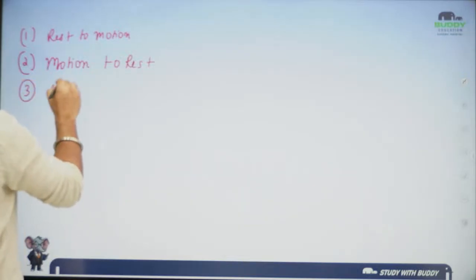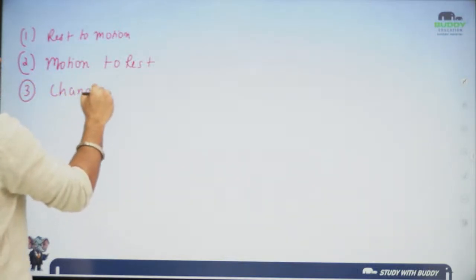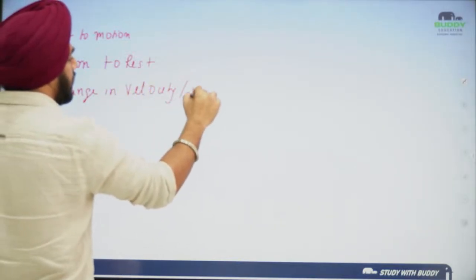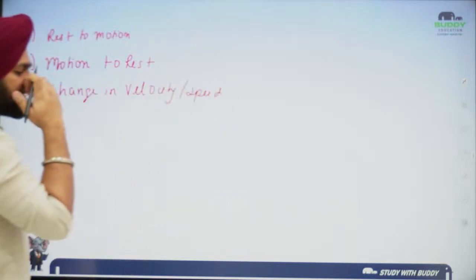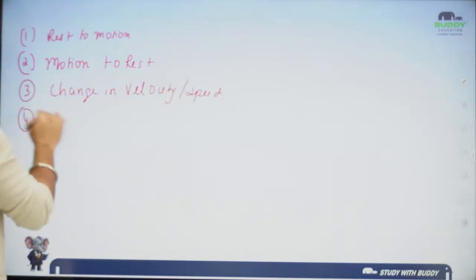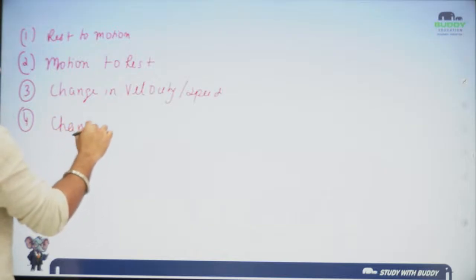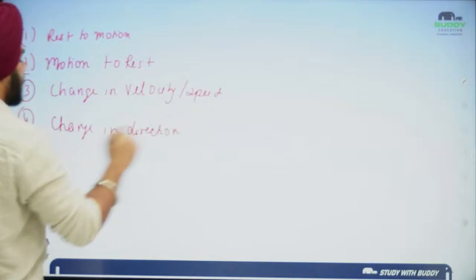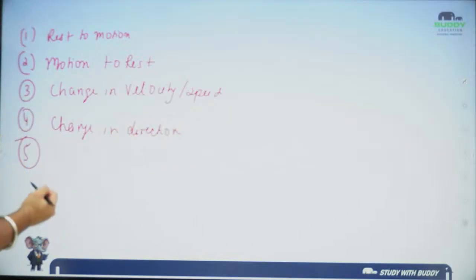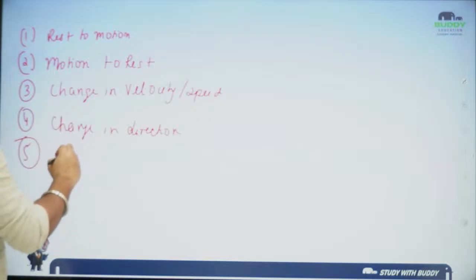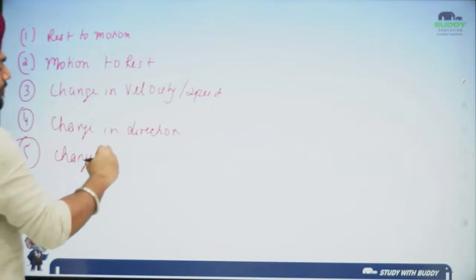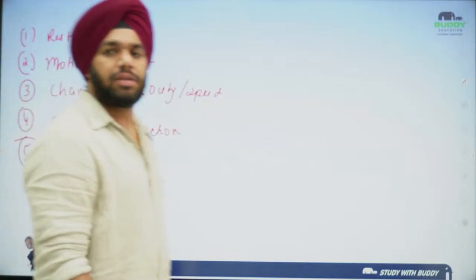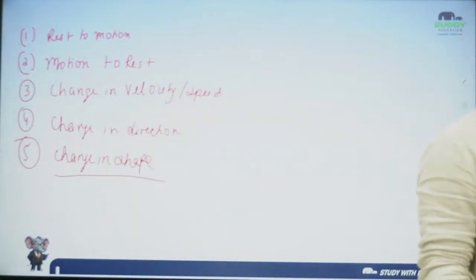Third is change in velocity, or in junior classes we can also say change in speed. So velocity or speed, because we are taking direction in a different scenario. Fourth is change in direction. But in senior classes you will prefer velocity over speed, because it gives you more information, right? And the fifth one is obviously change in shape. Okay, so these are the 5 effects that you will see.